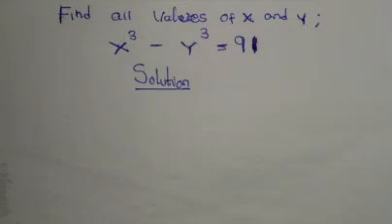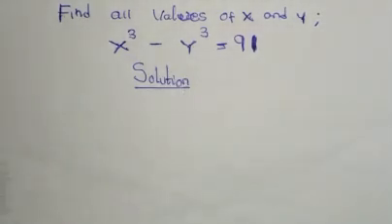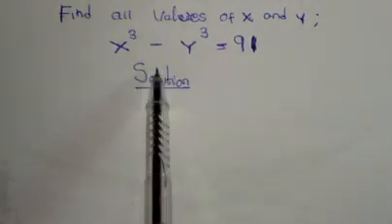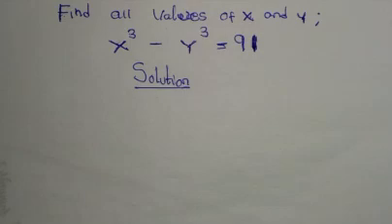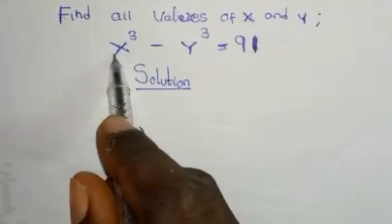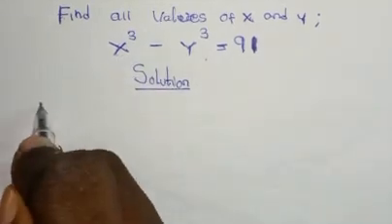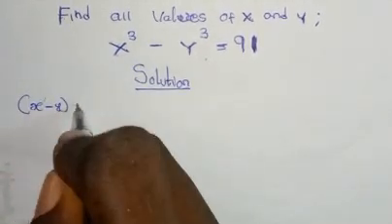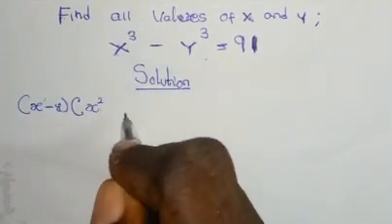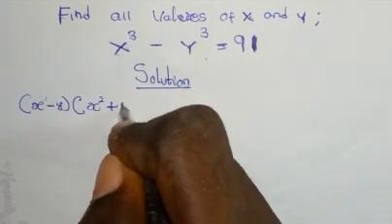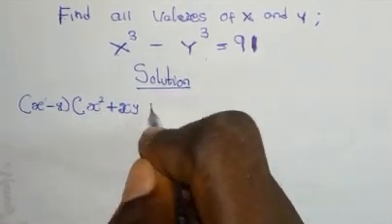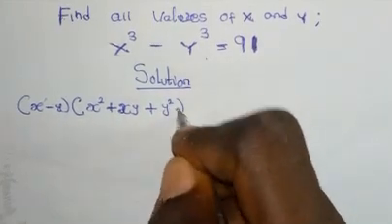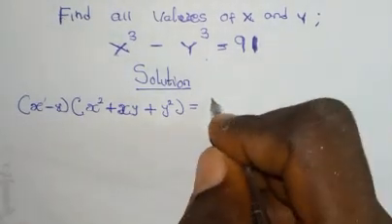So we have this nice question in front of us and we have to look for all values of x and y. So now, recalling the algebra property of difference of two cubes, we can rewrite this as (x minus y)(x squared plus xy plus y squared) is equal to 91.